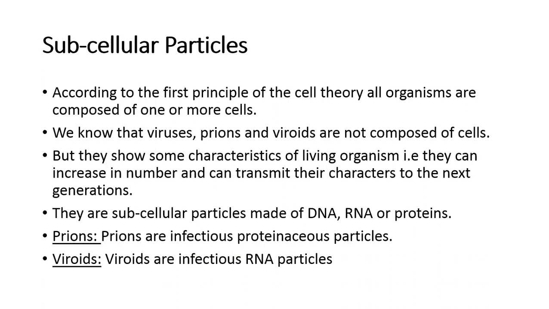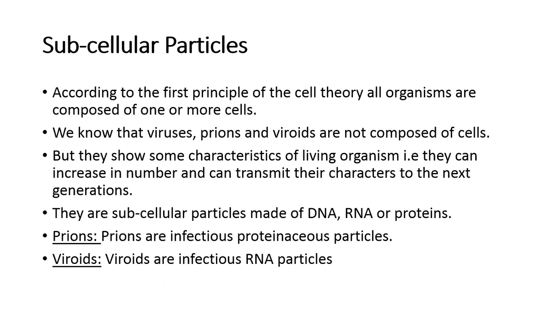It says, according to the first principle of the cell theory, all organisms are composed of one or more cells. We know that viruses, prions, and viroids are not composed of cells, but they show some characteristics of living organisms. They can increase in number and can transmit their character to the next generation.